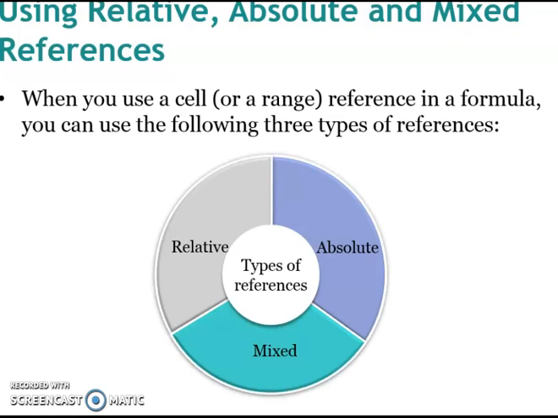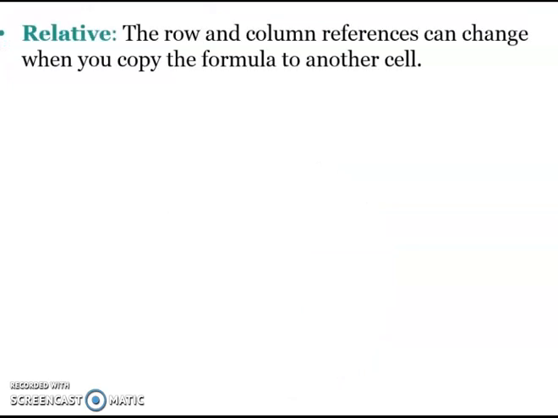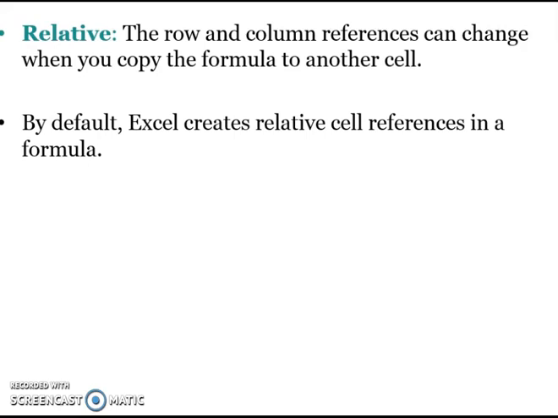Using relative, absolute and mixed references. Basically there are three types of references: relative, absolute and mixed. Relative can be changed. Absolute cannot be changed. And mixed has both types of operation: it can be changed and cannot be changed. How? In relative, the row and the column references can be changed when you copy the formula from one cell to another cell. By default, every cell has some reference, like A1, B2, B3.